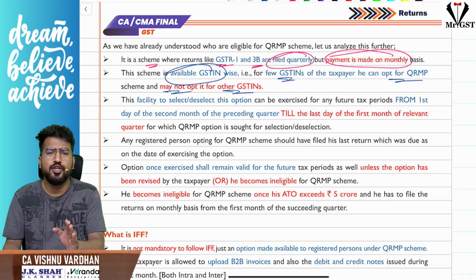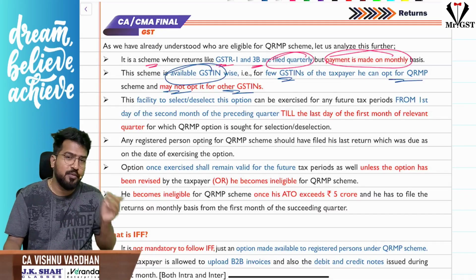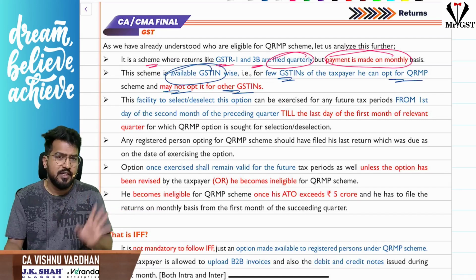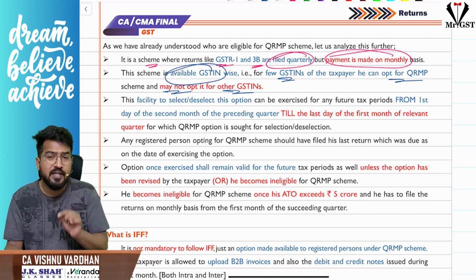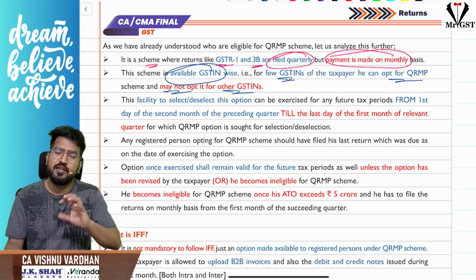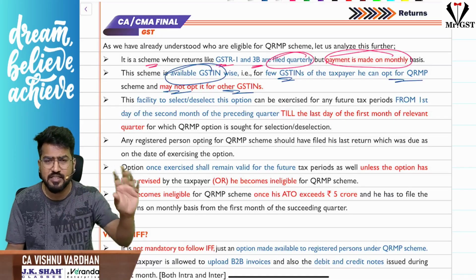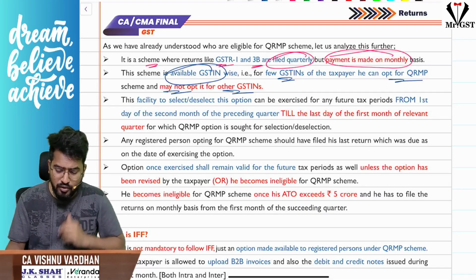The only thing you should remember is this is not composition scheme. In composition scheme, everybody should go for either composition scheme or normal scheme. But here that is not the case, sir. Everybody need not go for QRMP scheme. Some registrations can go with QRMP, some registrations need not go for QRMP.